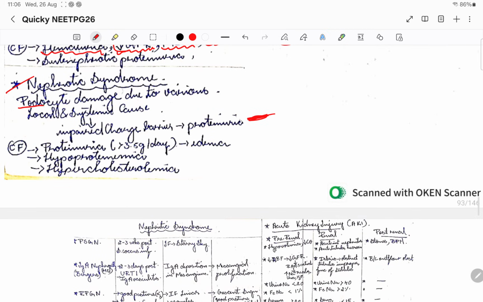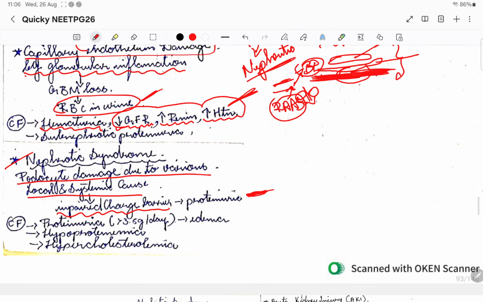So here is where the podocytes are damaged, because of various causes. We'll discuss all the causes. So it will lead to impaired charge barrier. Right here the heparan sulfate was supposed to give the negative charge, whereas the podocyte is also giving negative charge. All the proteins, that is albumin and all, are also carrying negative charge. So that is why, negative meaning, it will repel out.